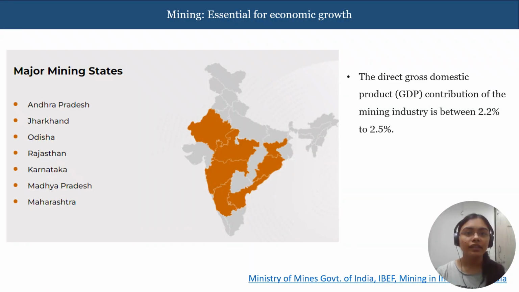The mining sector in India is one of the core sectors of the economy as it provides basic raw materials to many important industries. The mining sector plays a significant role in the economic growth of the country and is the second biggest sector after agriculture by contributing 2.2 to 2.5% in GDP.